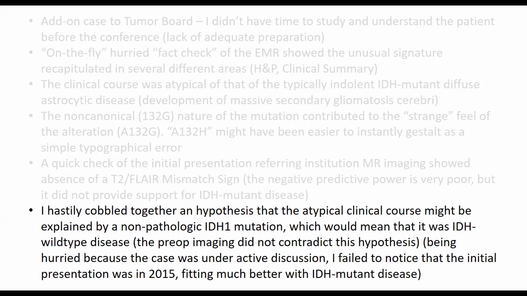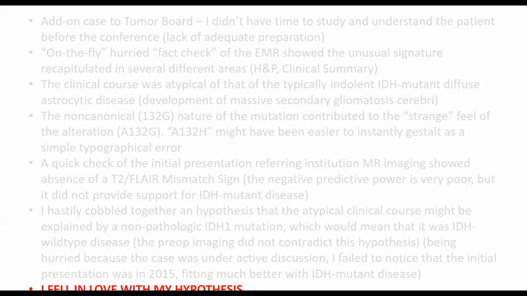Here's another thing: because I was working quickly under pressure, I knew that if I was going to comment or raise the issue, I needed to work fast. I failed to notice that the initial presentation was 2015. The scan I was looking at was 5 years ago, which would fit very well with IDH mutant disease. Even though the later course is still unusual, taking 5 years to progress is much more likely to be IDH mutant disease than IDH wild type disease. So I fell in love with my hypothesis, and there it is.